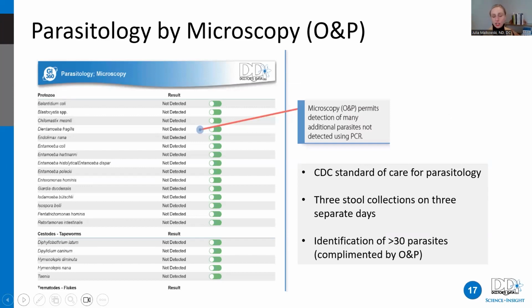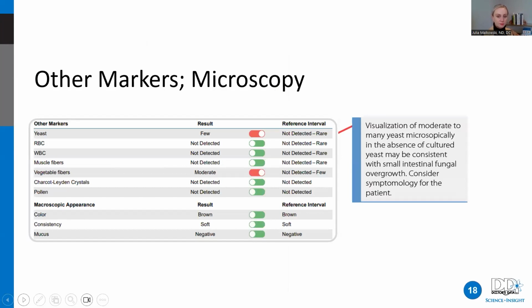The parasitology on GI360 is still the gold standard. So please be aware of that because that question often arises. The parasitology on GI360 is a 3-day O&P, that is the expert parasitologist looking under the microscope. This is the gold standard of parasitology testing. So that is included on GI360, and this is a global list, okay?